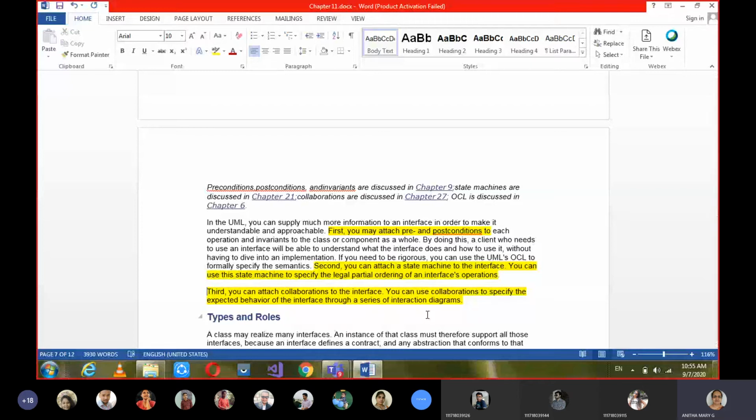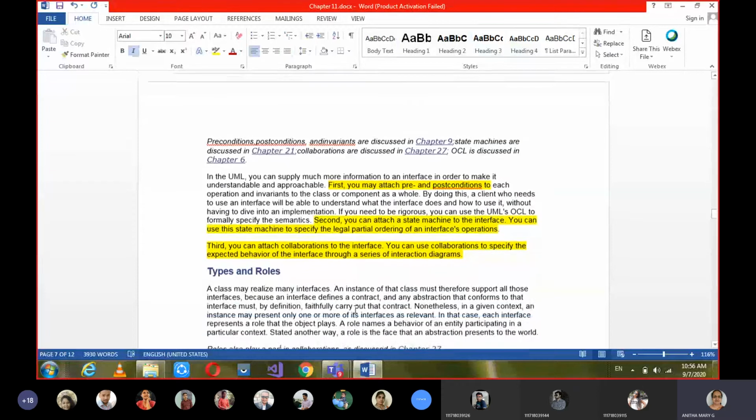Collaboration here means all the things needed for that. So whoever is using that interface is collaborated, grouped by using relationships, and the service is implemented through some class and all. So that is the third point. Collaborations specify the expected behavior of the interface through a series of interaction diagrams. So interactions means the communication between those objects.